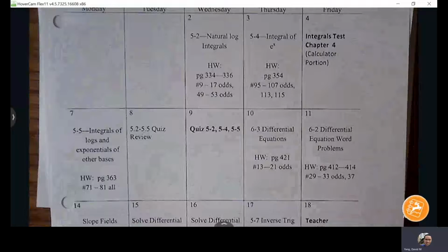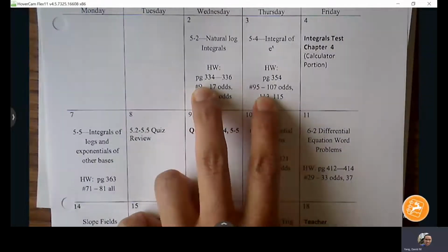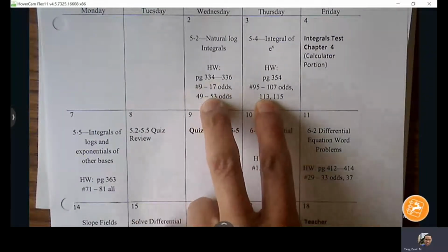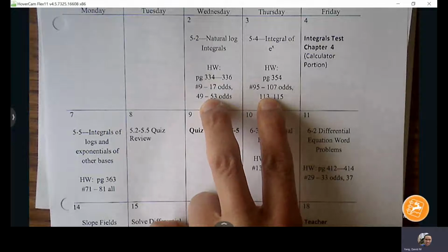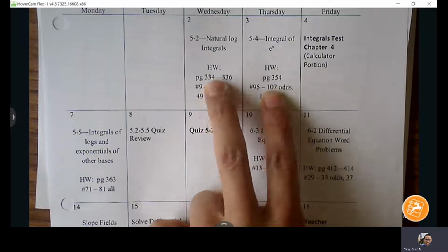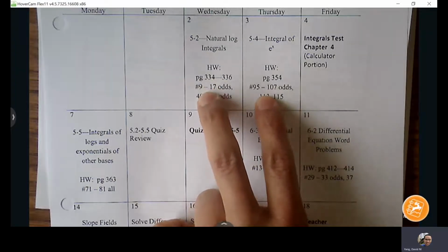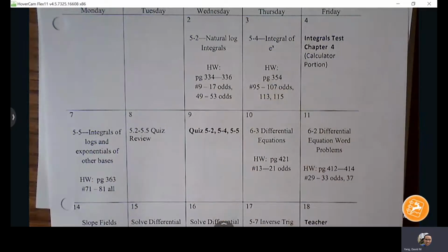Just to go over the calendar real quick, we're going to start 5.2 and 5.4, which is our next unit. There's homework assigned, but I'll check these homework assignments on Monday, okay? Because I want you guys to focus and use the time today and tomorrow to prepare for your test.